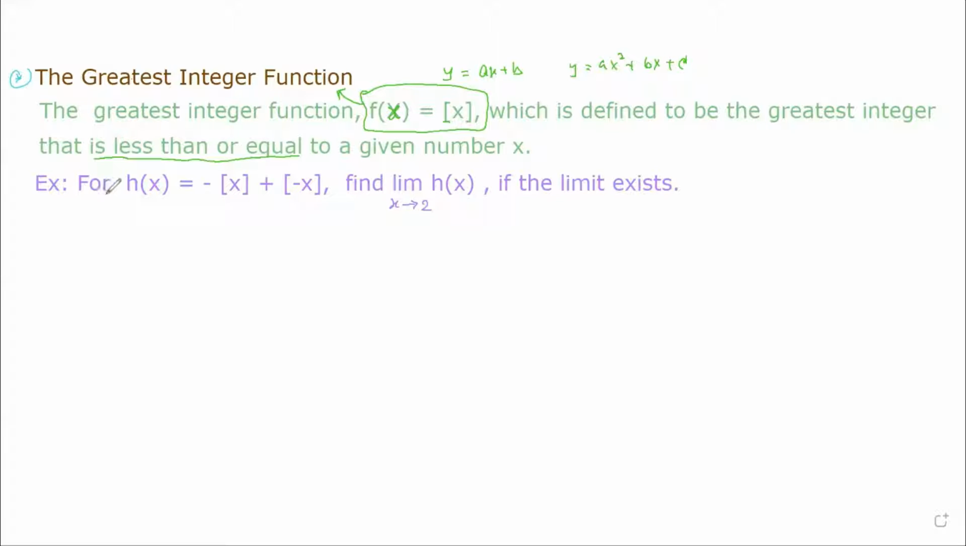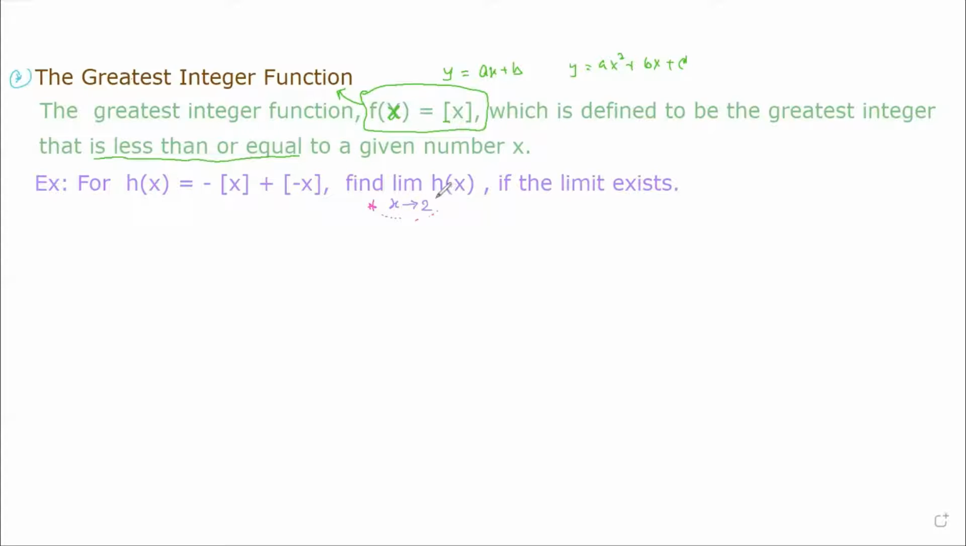See the example: f of x equals x minus the greatest integer of x, and they want to find the limit of h of x as x approaches 2, and whether this limit exists or not. Now, how to do it? In this case, we have to use the two-sided limit. Why? Because you see the key point right here.